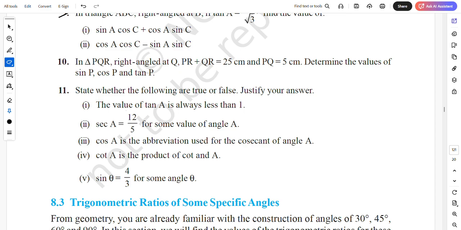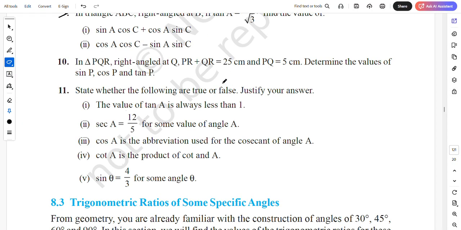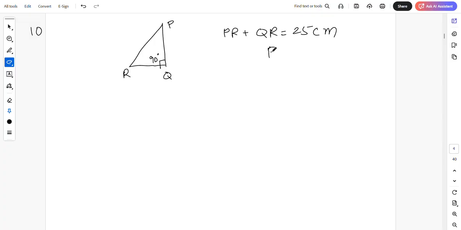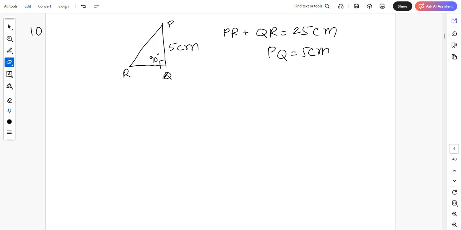Now what they are asking: PR plus QR is equal to 25 centimeters, they have given, and PQ is 5 centimeters. Where is PQ? PQ is here, this is 5 centimeters. Now determine the values of sin P, cos P, and tan P. This is angle P.